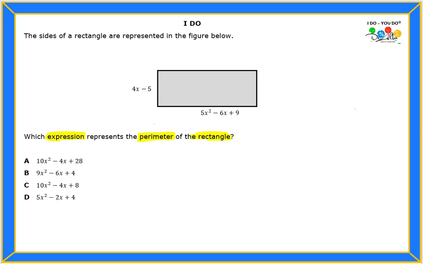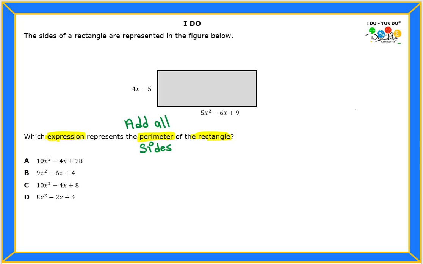Is that right? And first thing I'm going to ask you is, what's perimeter, right? Okay, so perimeter is when we add all the sides. Okay, so with that in mind, we're gonna need to add up all the sides.